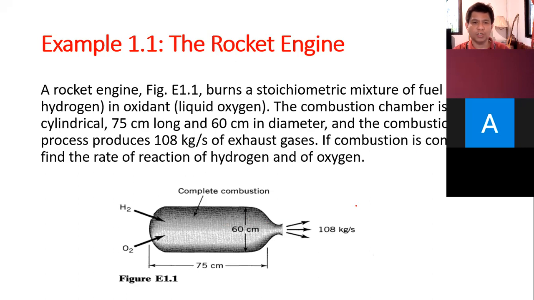Ano? The combustion chamber, this is a rocket engine, ano? Pumunta sa outer space. Si Elon Musk, ano? The combustion chamber is cylindrical, 75 centimeter long, and 60 centimeter in diameter. And the combustion process produces 108 kilogram per second of exhaust gases. So if combustion is complete, find the rate of reaction of hydrogen and oxygen. Okay? So yung rate ng reaction ng hydrogen at saka ng oxygen, dapat ang unit niyan ay moles of hydrogen per meter cube, per second.